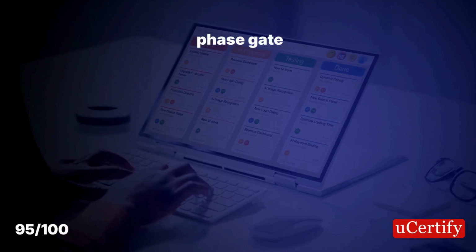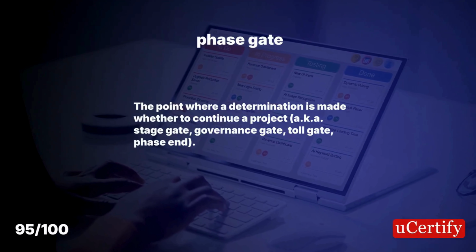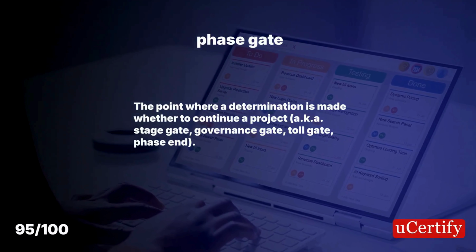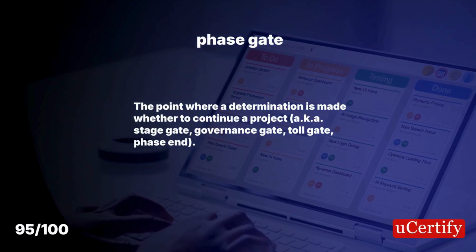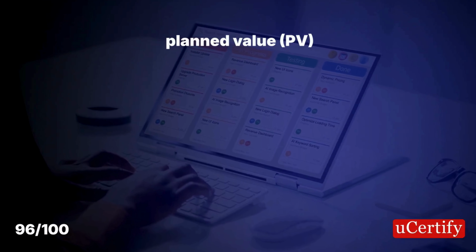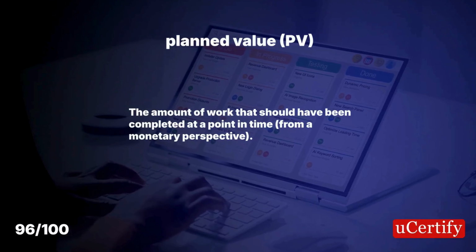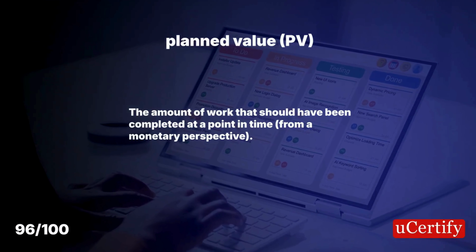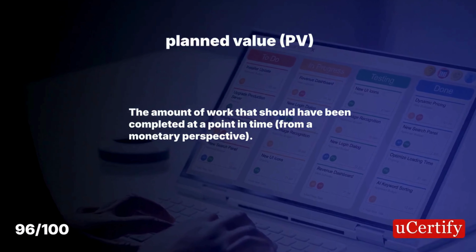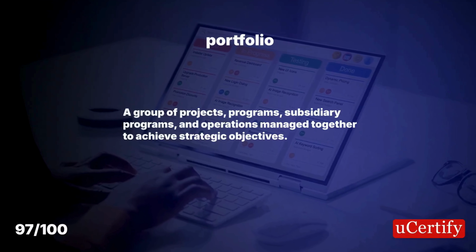Term: phase gate. Definition: the point where a determination is made whether to continue a project, aka stage gate, governance gate, toll gate, phase end. Term: planned value (PV). Definition: the amount of work that should have been completed at a point in time, from a monetary perspective. Term: portfolio.